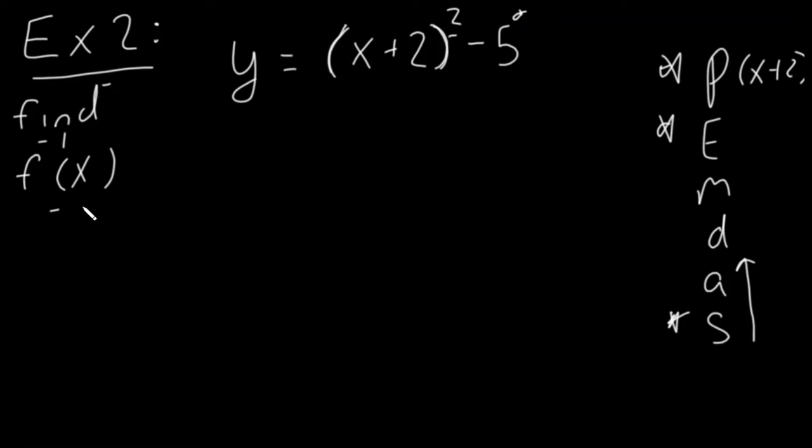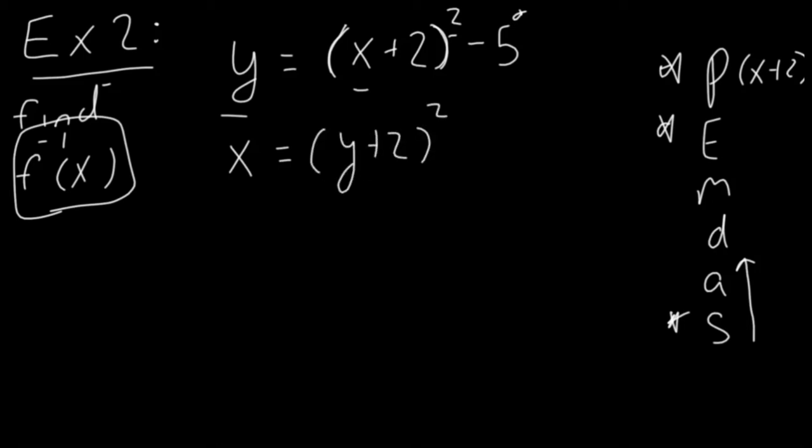Well, we're being asked to find, once again, f inverse of x. So what's our first step? We want to take our y and our x, and we want to switch them. So instead of y equals, let's go ahead and write x equals (y plus 2) squared minus 5.